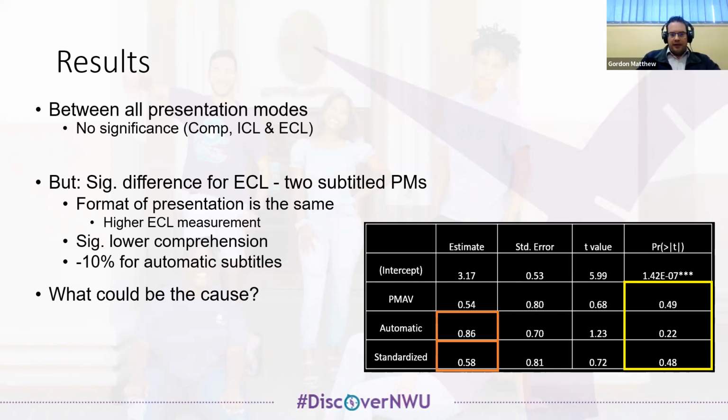This higher cognitive load also affected the comprehension, where the participants that watched the automatic subtitled videos scored 10% less on the comprehension test of the videos on average than those that watched the standardized subtitled videos. So what could be the cause? Generally, it has to do with the construction or the structuring of the subtitles.